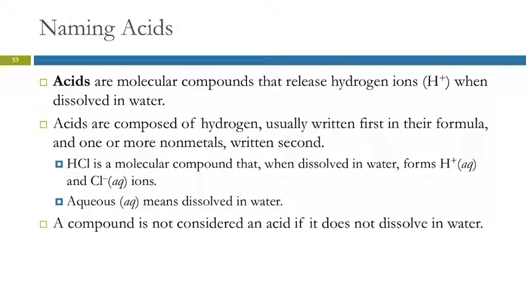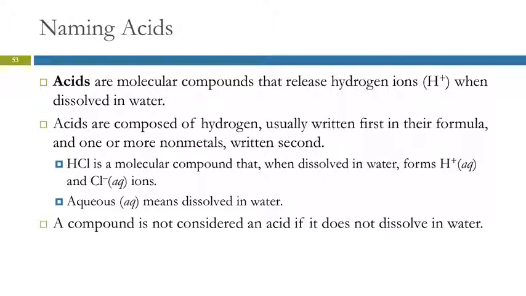Some of them, we'll see, are composed of two nonmetals, hydrogen and another nonmetal. But acids are special, and because they fall in a special category, they have a special set of naming rules. One way to define an acid is that it's a molecular compound that releases hydrogen ions when dissolved in water. When you put an acid in water, it forms ions, but before you put it into water, it is not an ionic compound. Ionic compounds contain metals or ammonium, and so these are not ionic compounds.